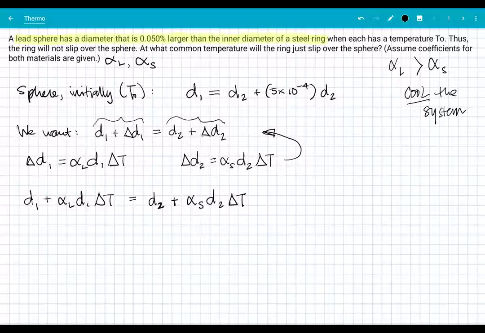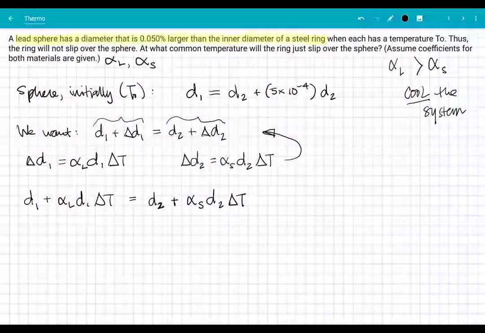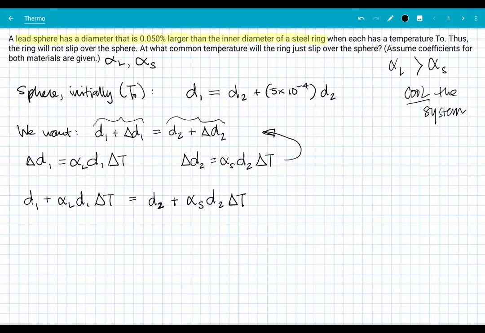If we heat it up, then the lead ball is just going to get larger at a larger rate with respect to temperature than the ring will, right? So we have to cool it so that we can take advantage of that greater change and get to the point where the sphere is at the same diameter as the ring. That's the constraint we're being asked for in this problem.